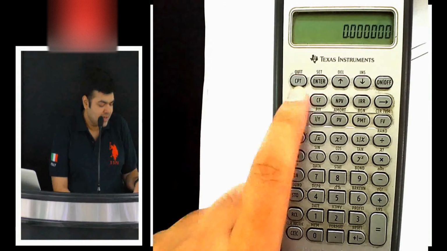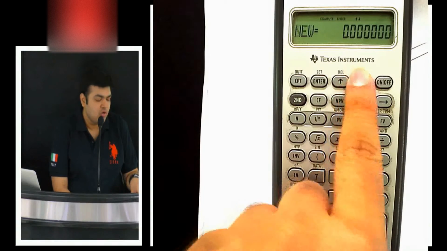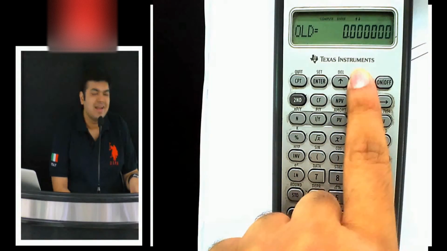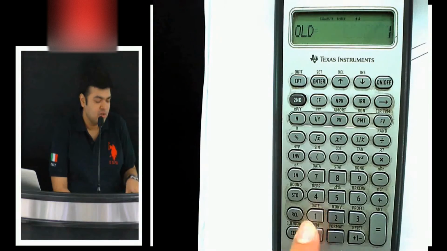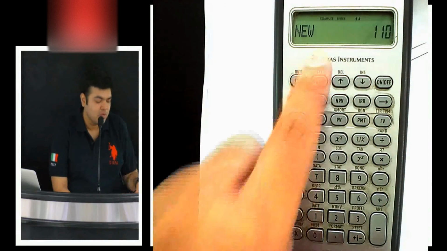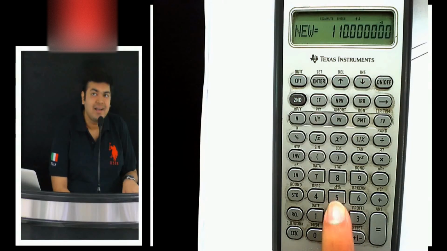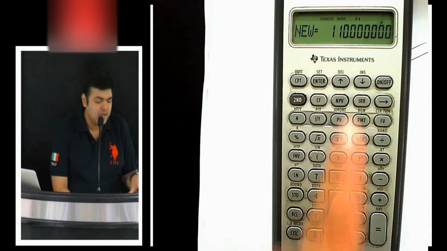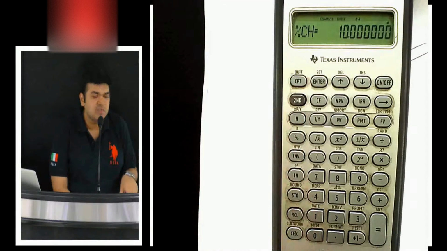Moving forward, let's say percentage change. Now old value and new value will give you the percentage change. It's again a very simple function. 100 is the old value. Let's say 110 is the new value. Enter. I'm over here, percentage change on the button 5. Scroll down. Percentage change is equal to 10. 100 was P0, 110 is P1, and you get the percentage change.